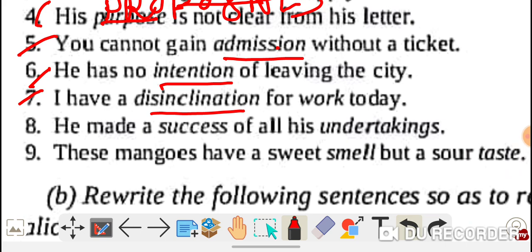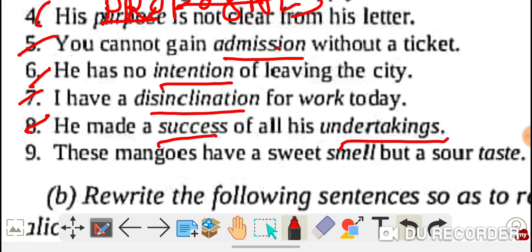Next, number 8. He made a success of his undertakings. Success is the noun. The verb form is succeed. Here undertakings is another noun. So there are two nouns, success and undertakings. The verb form of success is succeed, and the verb form of undertakings is undertake. So the answer is, he succeeded in all that he undertook.